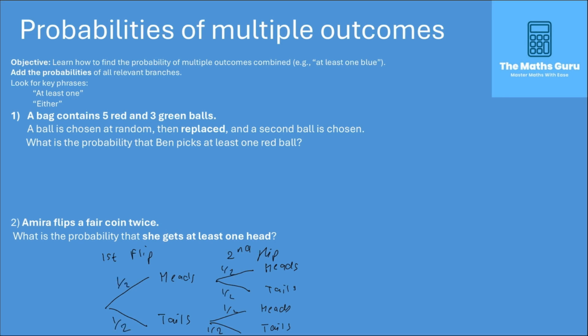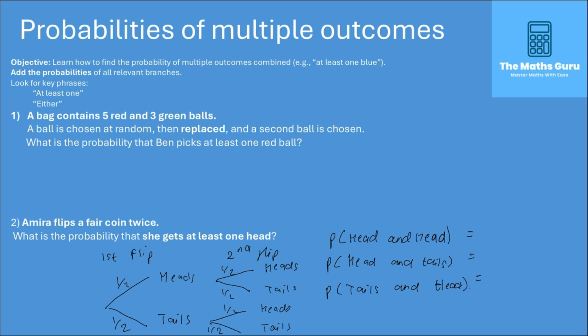We need to find the probability that she gets at least one head. So the combinations we can have are the probability that we get head and head. We can get the probability that we get a head, then a tails. We can also get the probability that she gets a tails and a head, sorry, in the second flip.